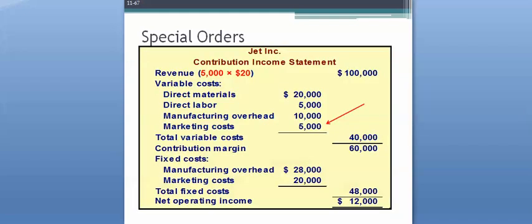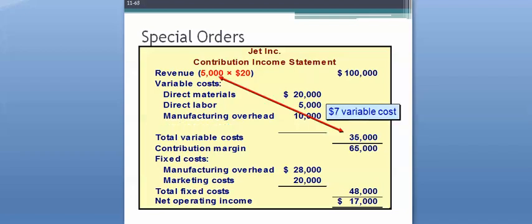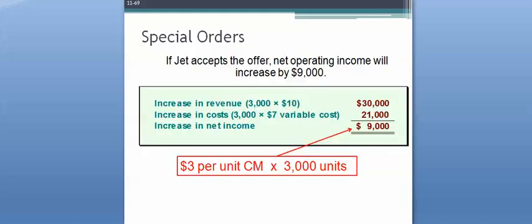Notice we had variable marketing cost of $5,000. If we didn't need to incur our variable marketing cost, then our cost per unit would only be $7, and this special order would increase our net income by $9,000, or $3 per unit times 3,000 units. If we had any increase in fixed costs, these would need to be deducted from this incremental contribution margin.